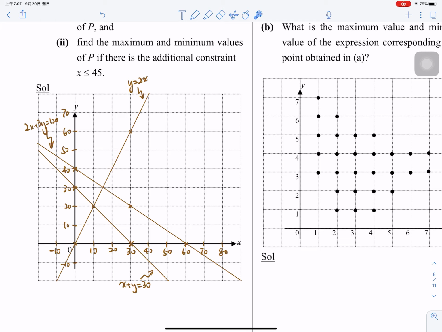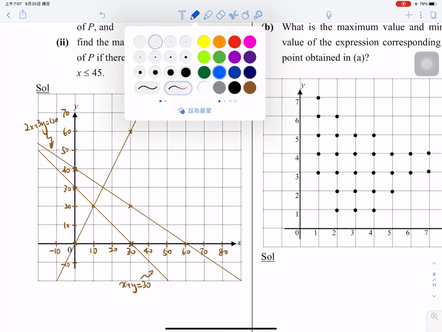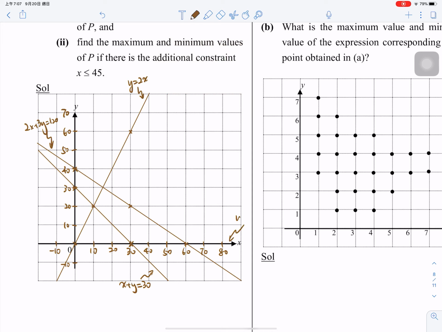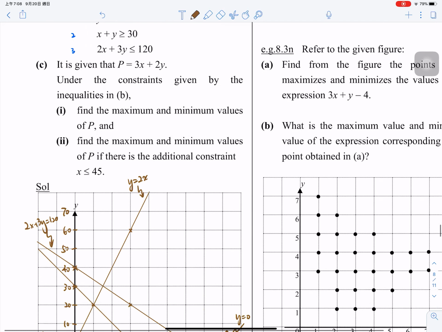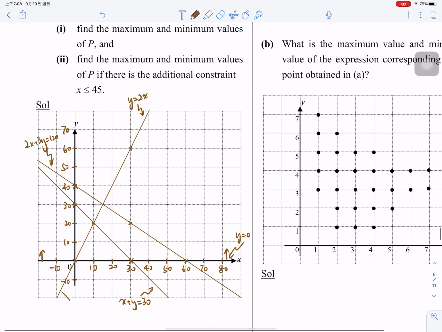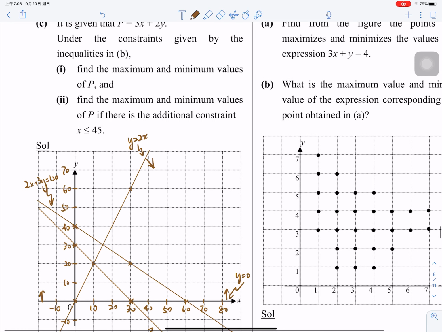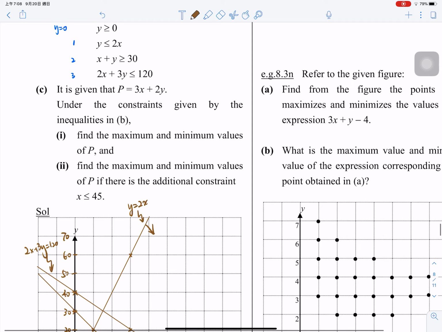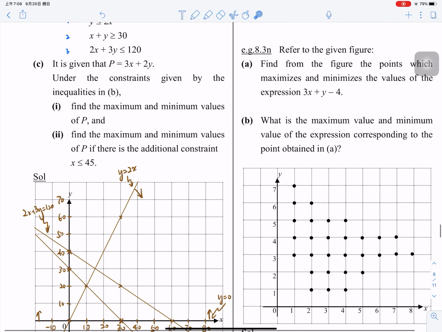Draw it now. y equals 0, upper part, upper half plane, right? And the other one, y smaller than, you see, y smaller than. So that means lower half plane. That means this part, right? How about x plus y greater than or equal to 30?